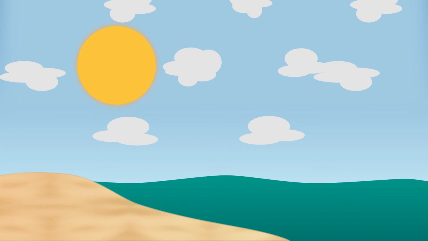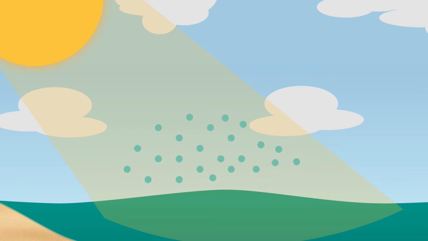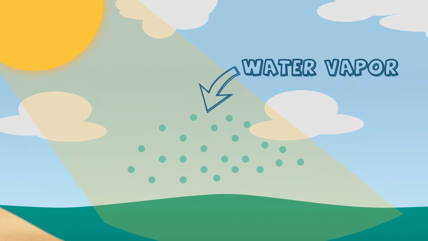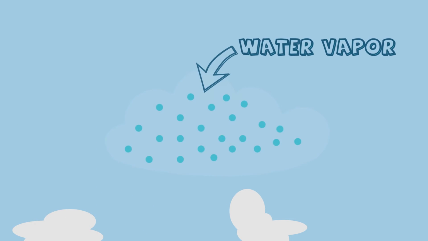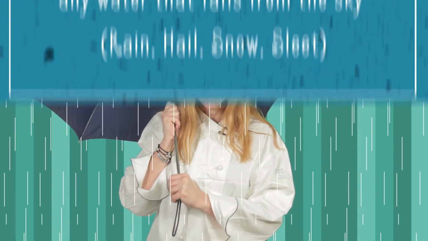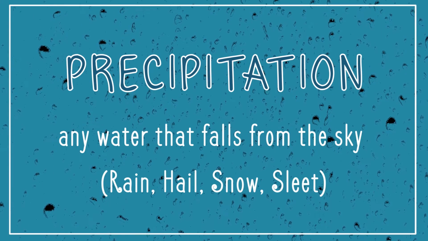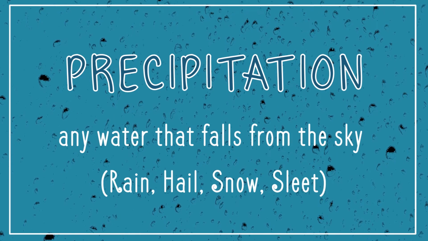But how did it get up there? Well, as the sun warms the Earth's surface, some of the liquid water evaporates into gas. That's water vapor. As the water vapor rises, it reaches the cooler air way up in the atmosphere, where it forms clouds. But as the vapor cools more and more, it turns back into water, which means precipitation. Precipitation is any form of water that falls from the sky, like rain, hail, or snow.